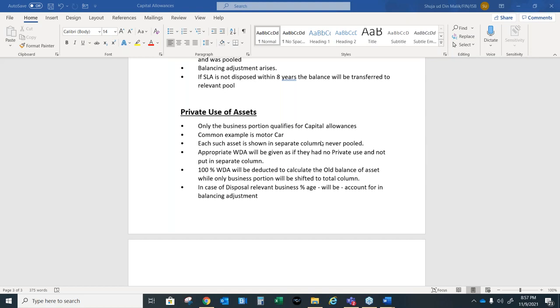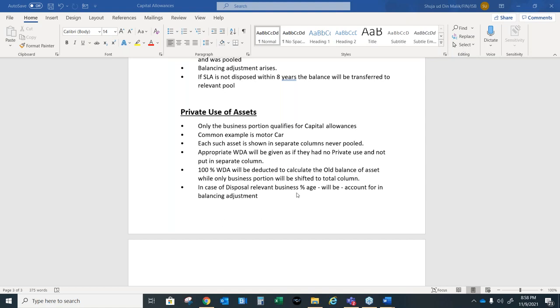This implies that had it not been in private use, it would have been placed under the special rate pool, maybe, or the general pool. So the appropriate percentage of the pool will be utilized. 100% of the WDA will be deducted to calculate the written down balance of the asset, while the business portion will be shifted to the total column. Since the asset will be depreciated 100%, all the capital allowances for the year, we will be charging it, but we will be taking only the business percentage as a legitimate capital allowance expense.